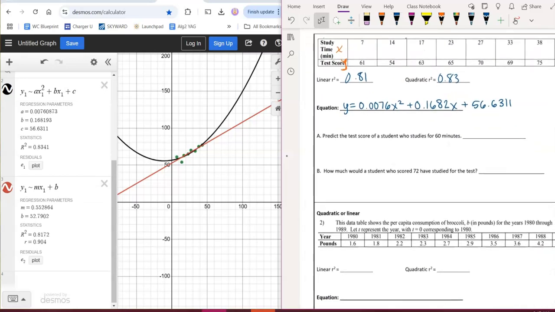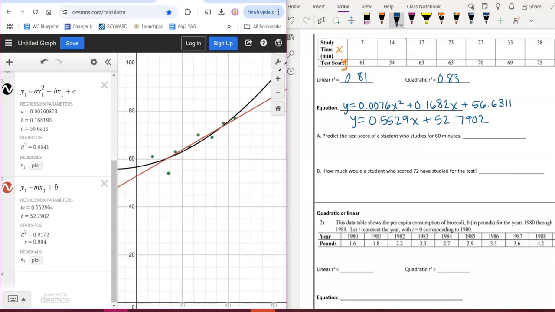And then we can also write the linear equation right below it. M is 0.5529 x plus b 52.7902. Okay.